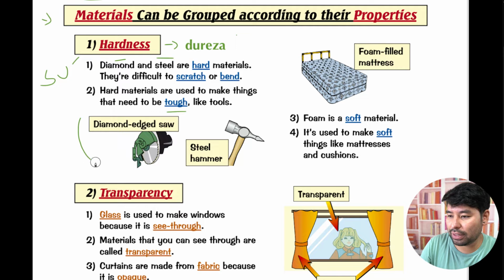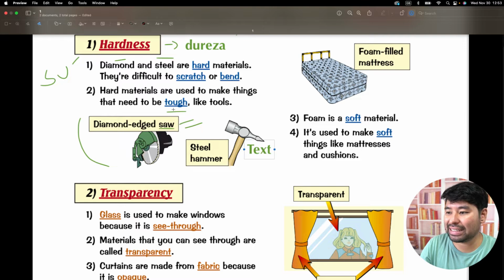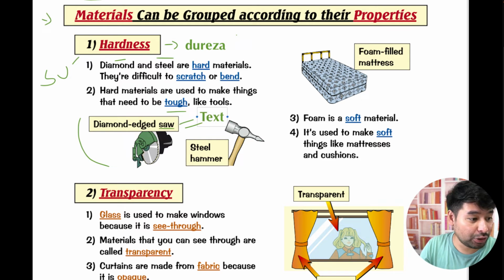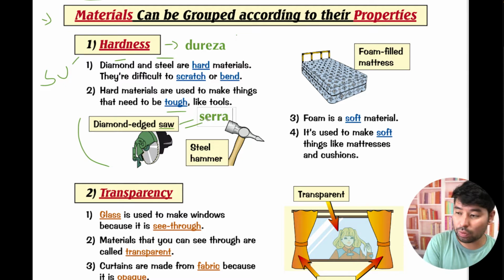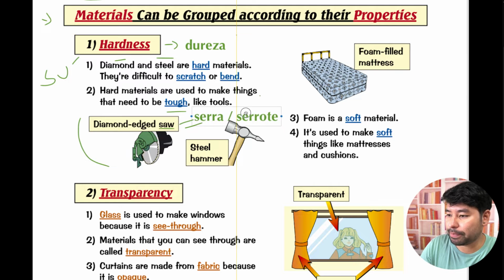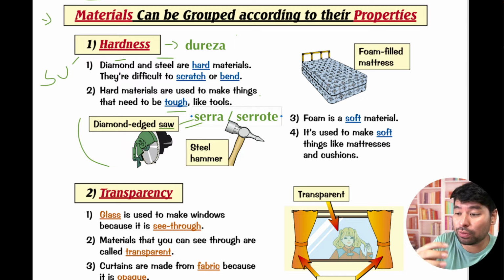So here we have the example, a diamond edged saw. Saw, apesar de parecer o passado de see, não é aqui, tá bom? Só é essa serra, né? Ok? Então, só para você saber, saw é o que a gente conhece como serra, uma serra de cortar, né? Ou a gente conhece no Brasil também como serrote, right? Anyway, então isso é um saw, ok? Só para vocês saberem.